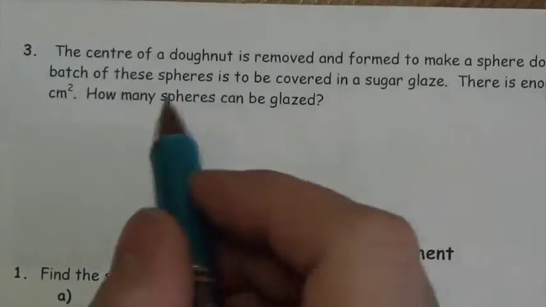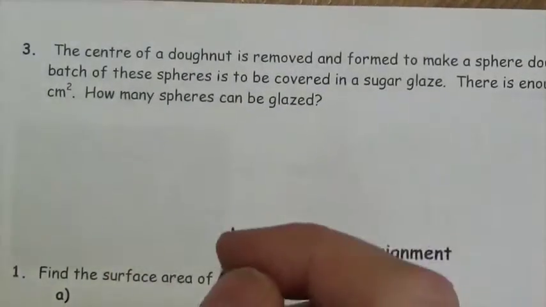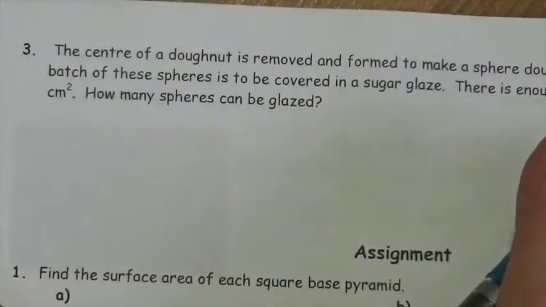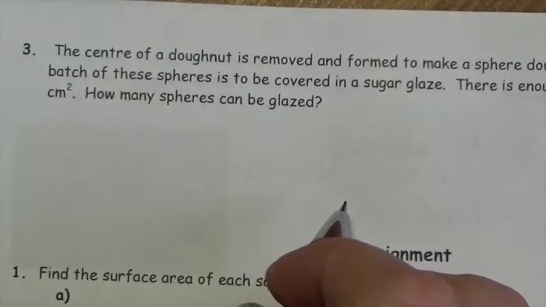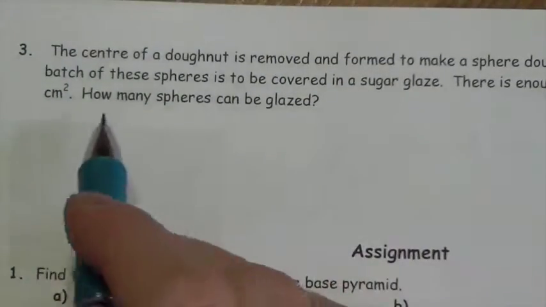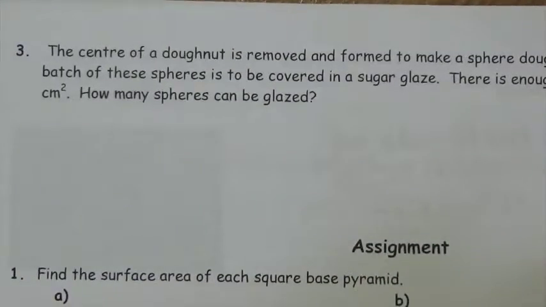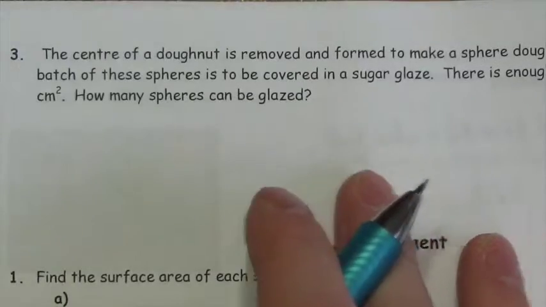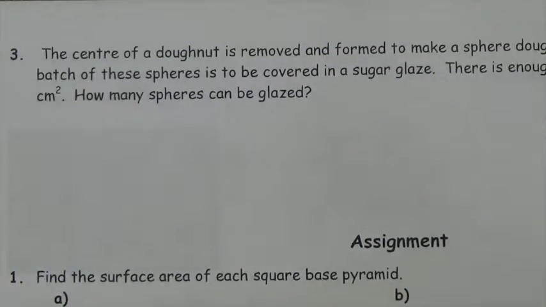So in this question we read that the center of a donut is removed to make a sphere of dough with a diameter of 2.5 centimeters. A batch of these spheres is to be covered in sugar glaze, and there is enough sugar glaze to cover an area of 4,710 centimeters squared. So how many spheres can be glazed? Okay, so we've got to figure out what the surface area of one of these little things is, and then divide that into the total surface area we can cover to see how many pieces we've got.